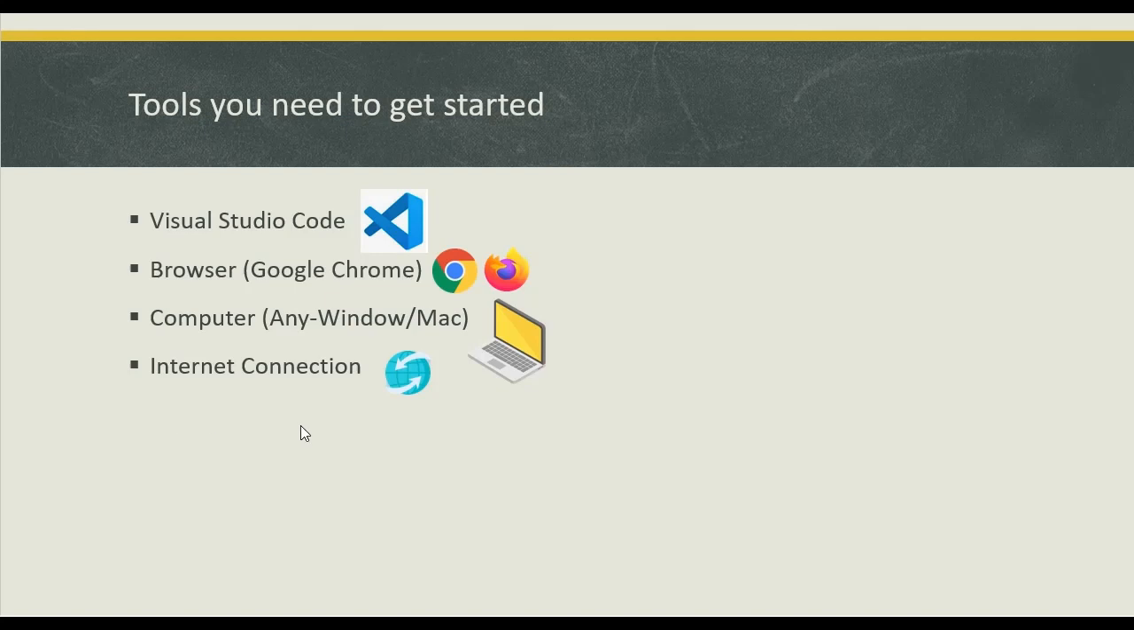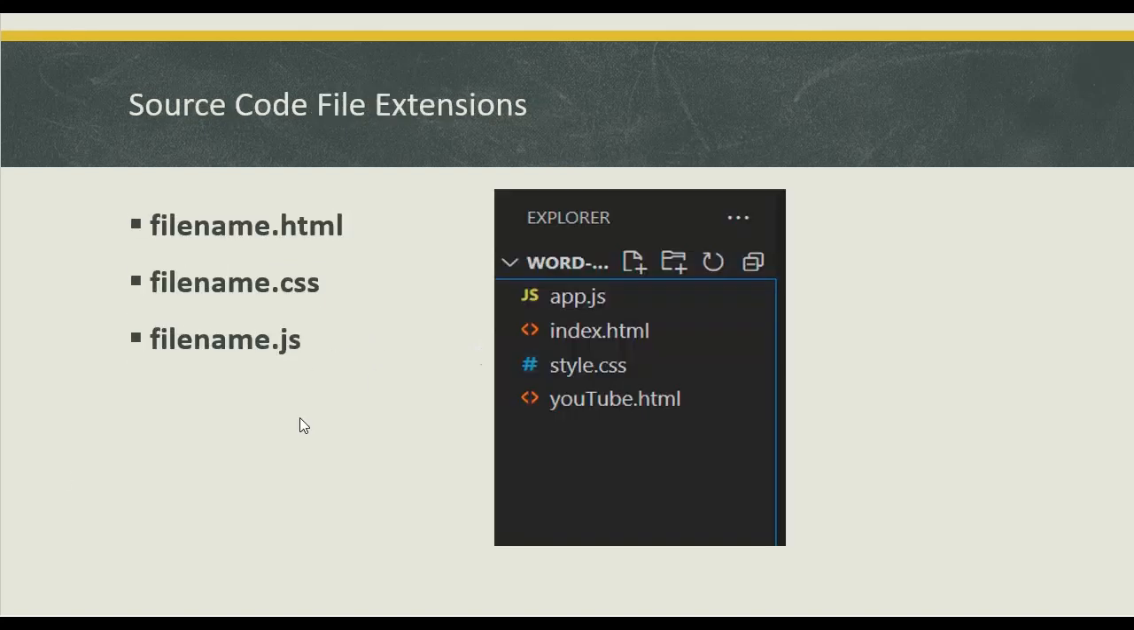And also you have to understand source code file extensions. For example, in order for us to structure our website, we need a web page which has an extension of HTML, right? So you can name a file, perhaps tree.html. Then for our styles, you can name it tree.css. Then for functionality, tree.js, right?